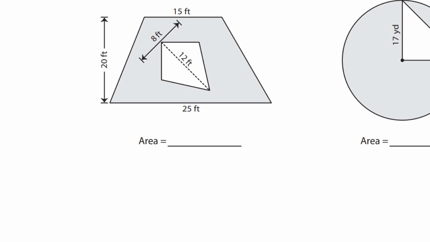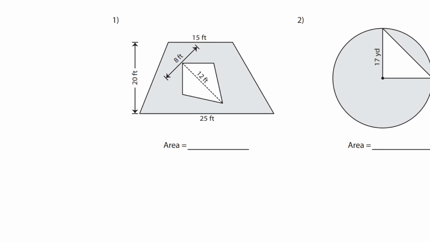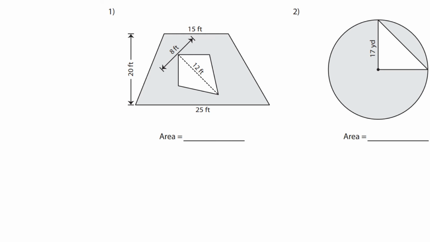Okay, this next one. So what's the overall shape on this one? Trapezoid. How are we going to find the area of that thing? Okay, good. Base 1 plus base 2 times the height divided by 2. So it's going to be 15 plus 25 times 20 divided by 2. It's 400. Now again, 400 would be the area if this whole thing were shaded in, but it's not.